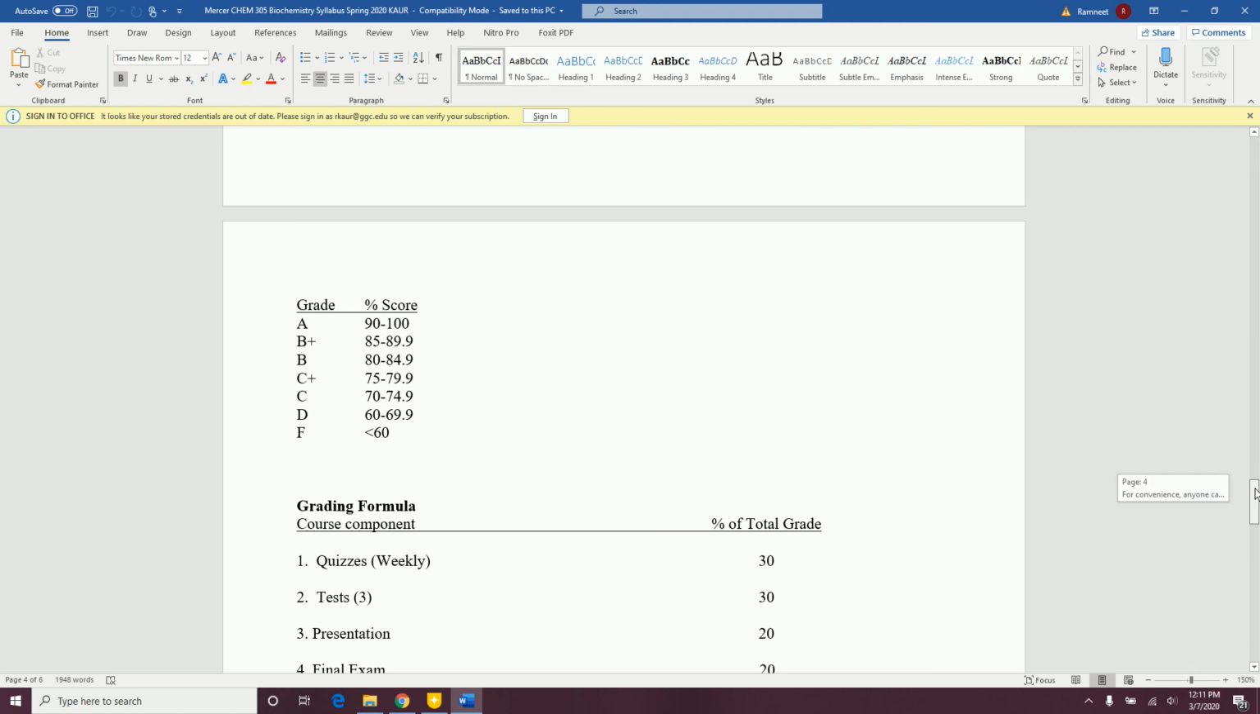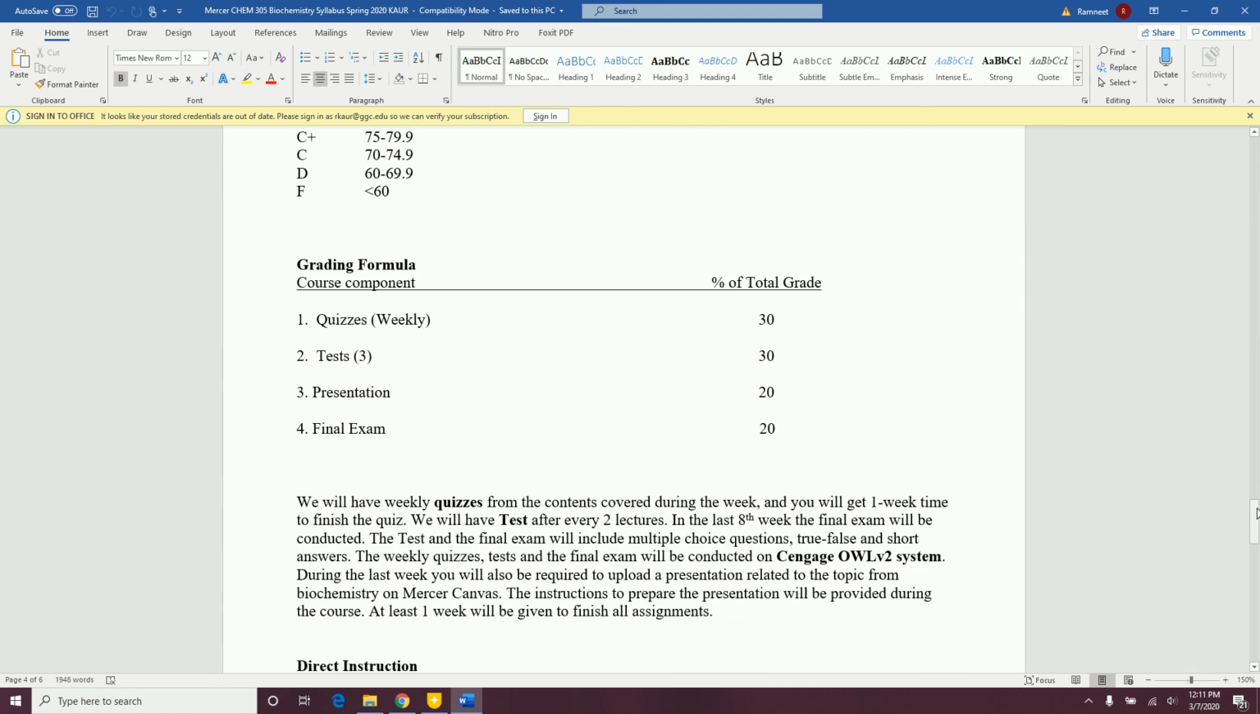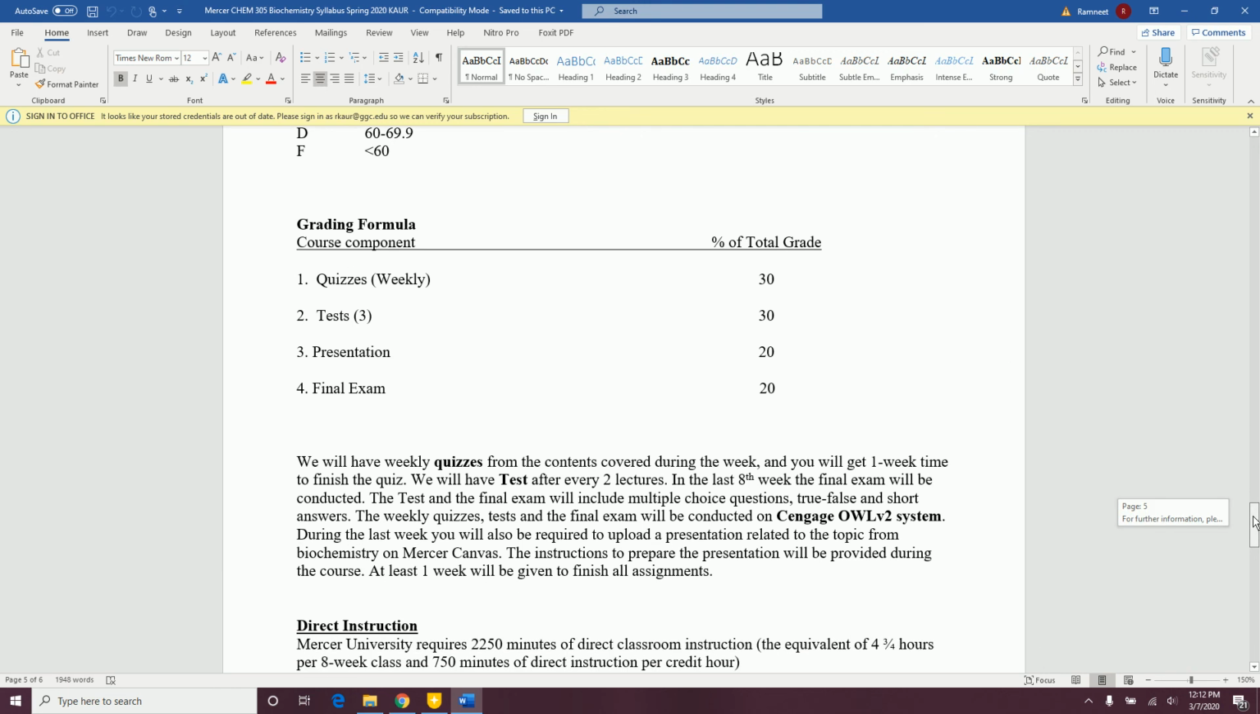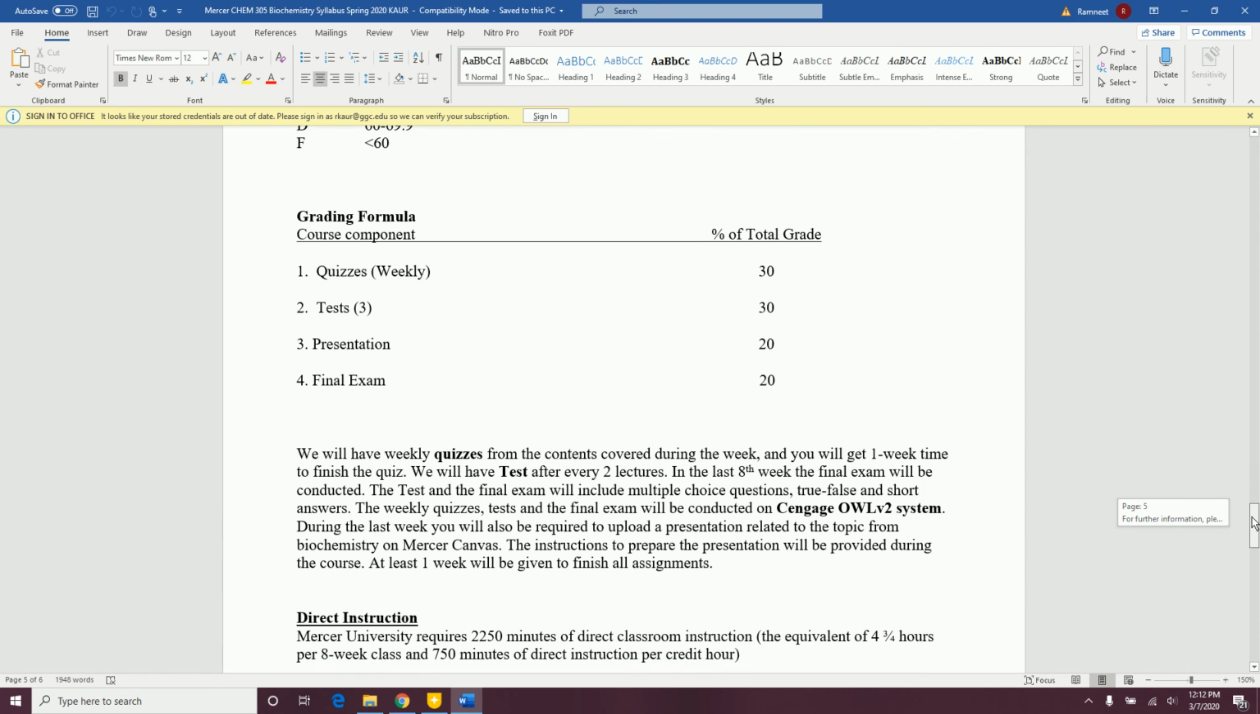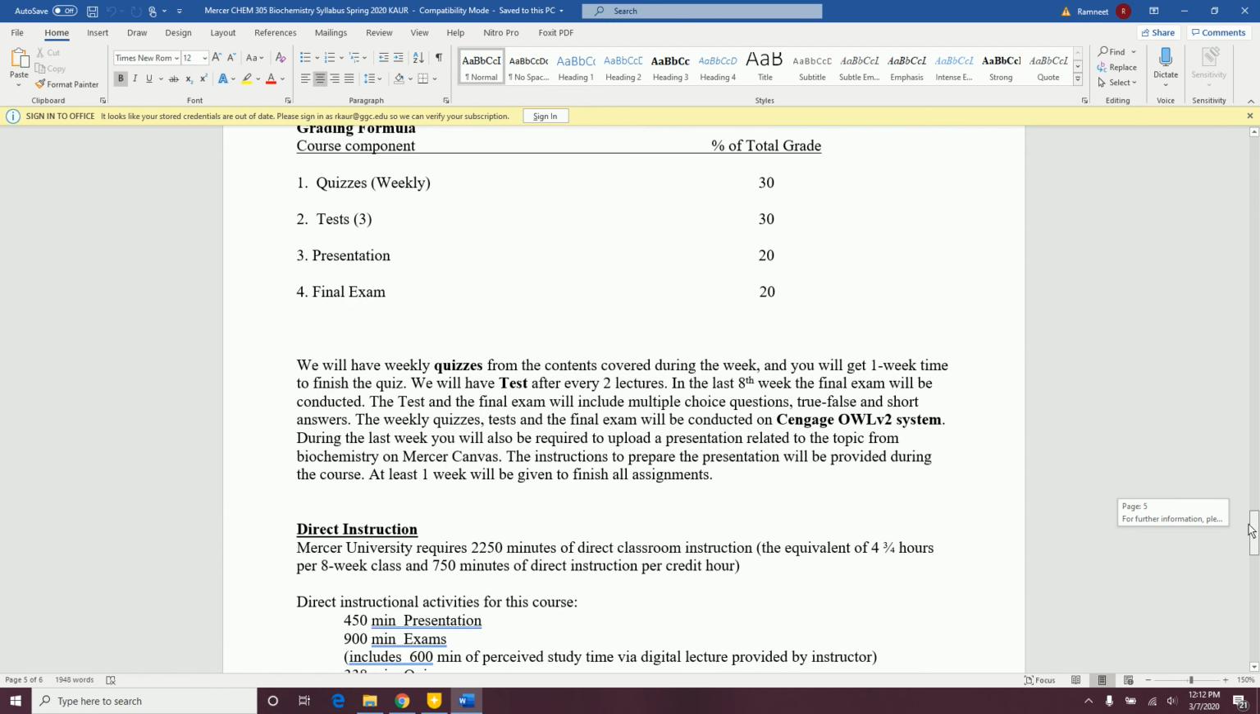This is our grading formula. We will have weekly quizzes, which will make 30% of your total grade. Then we will have 3 tests in this course, which will also make 30% of your total grade. Then we will have a presentation making 20% of your final grade, and the final exam that will make 20% of your final grade.